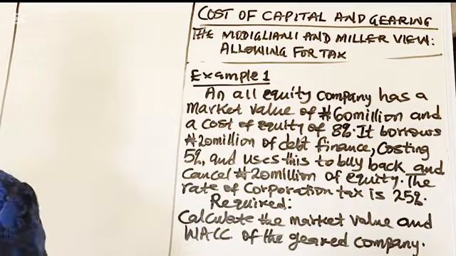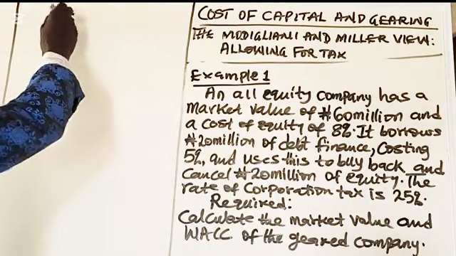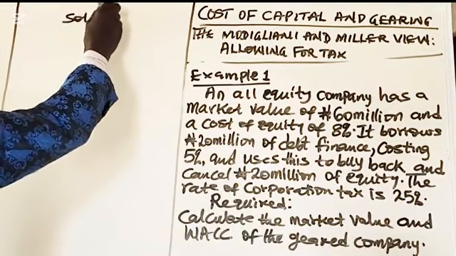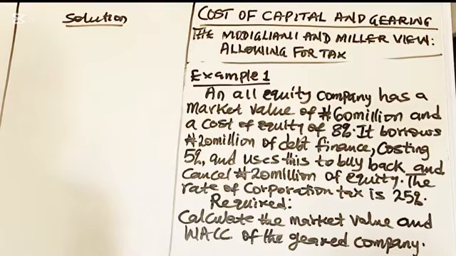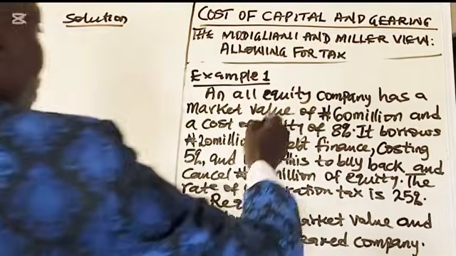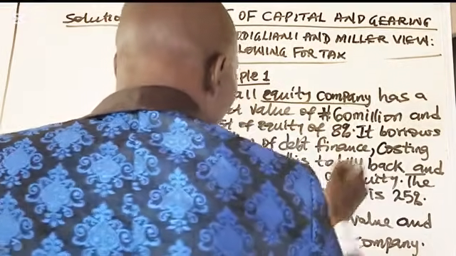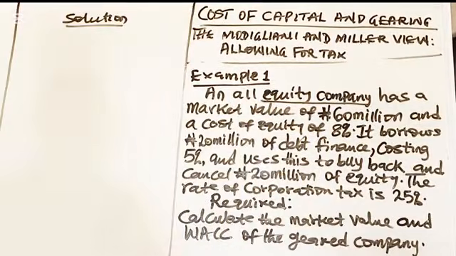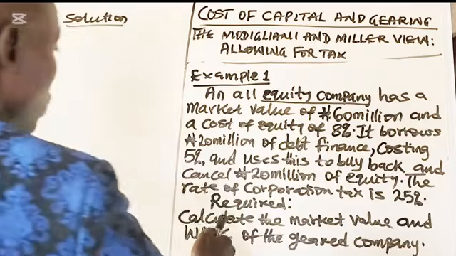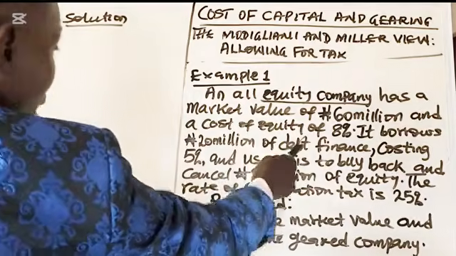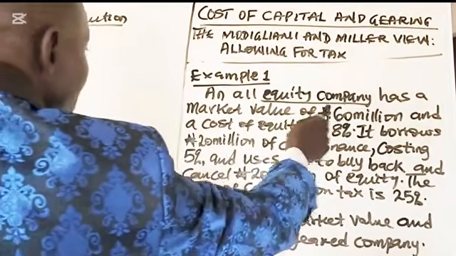So now, they have the solution to the question. The company was financed with only equity before. That means it was ungeared before. Now, they want to borrow 20 million debt to cancel 20 million of equity.